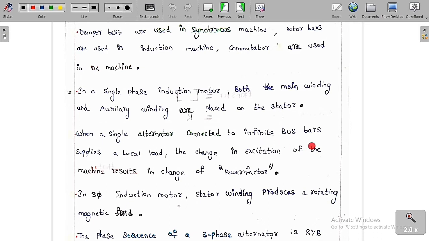A single alternator connected to an infinite bus bar supplies a local load. The change in excitation of the machine results in a change in power factor. I already told you, with the changing of excitation, EF can change. When EF changes, delta changes, and the power factor angle also changes. So the power factor also changes. Even the armature current changes.